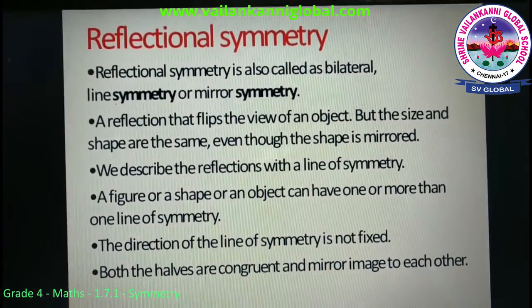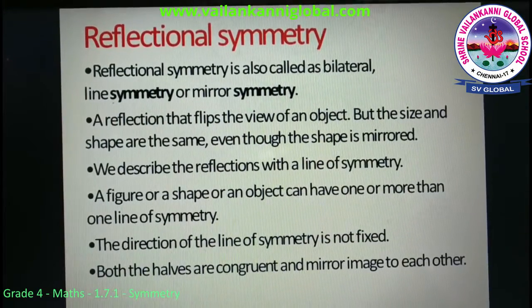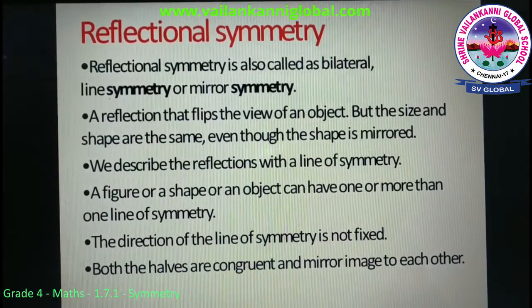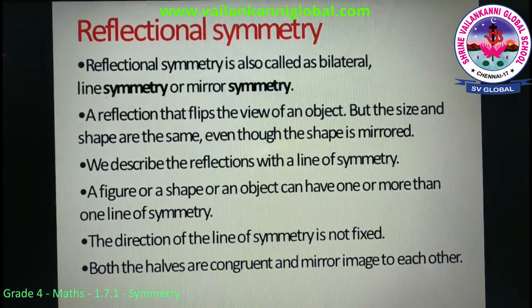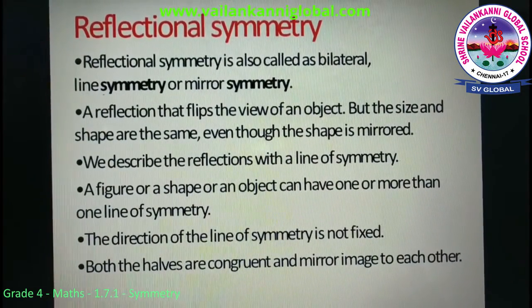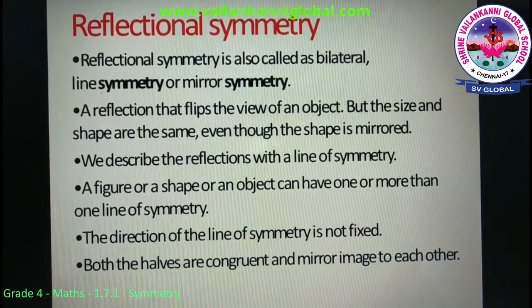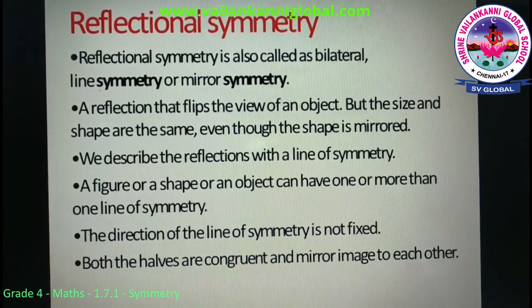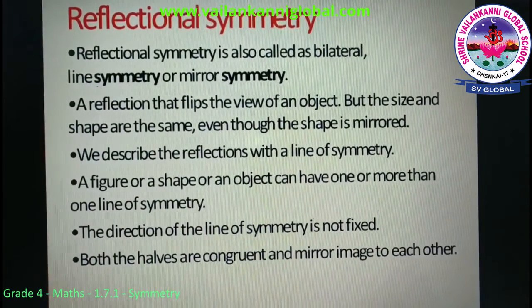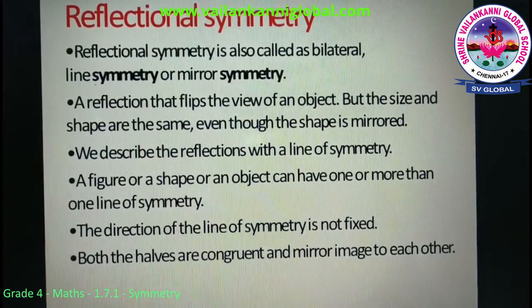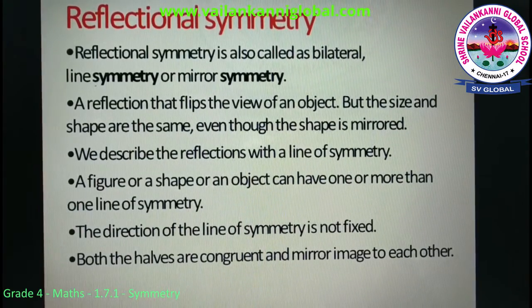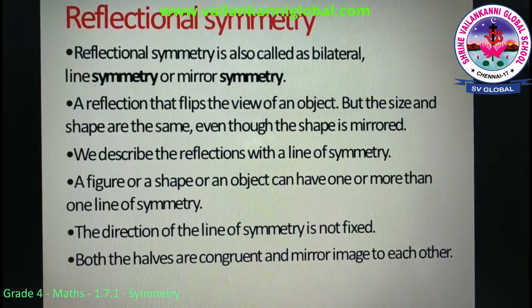Let us discuss reflectional symmetry. Reflectional symmetry is also called bilateral line symmetry or mirror symmetry. A reflection flips the view of an object, but the size and shape are the same, even though the shape is mirrored. We describe reflections with the line of symmetry. A figure, shape or object can have one or more than one line of symmetry. The direction of the line of symmetry is not fixed.